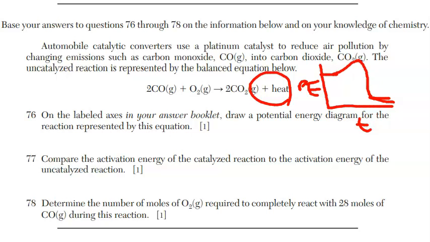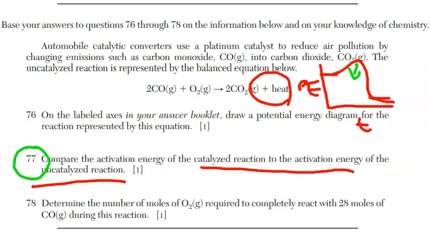Moving on to 77, compare the activation energy of a catalyzed reaction to the activation energy of uncatalyzed. Let's use the potential energy diagram I drew for an example. When a catalyst is added to a reaction, it speeds it up. It speeds it up by lowering the activation energy. Watch the wording here in 77. The activation energy then for the catalyzed reaction is less than the activation energy for the uncatalyzed. Just watch your wording, like I said. Let's move on to 78.